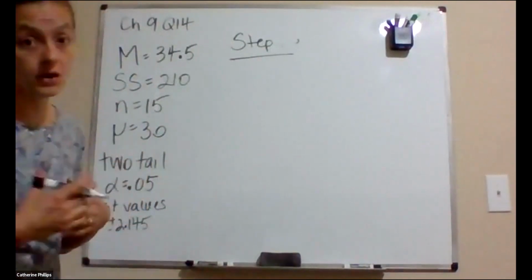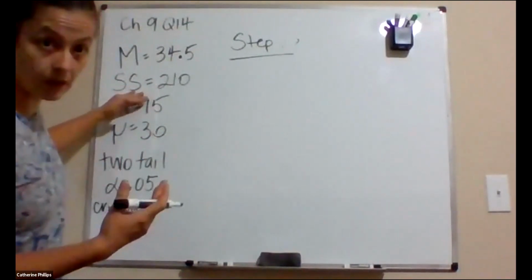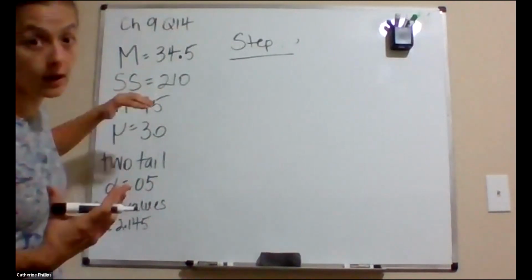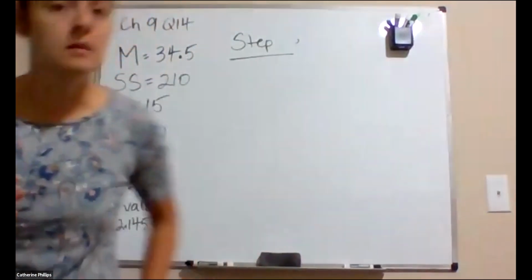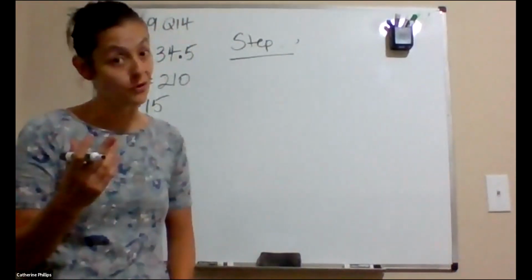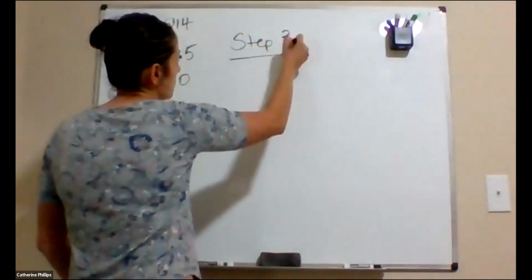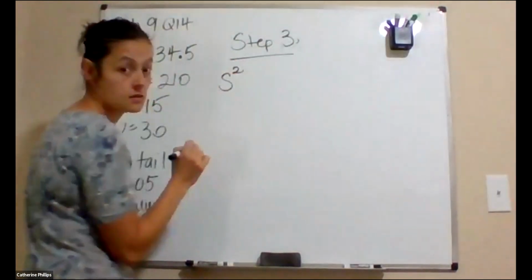Before we can calculate our estimated standard error, we have to calculate either our standard deviation or our variance, because the question gave us sum of squares, and the formula for the estimated standard error uses either a standard deviation or a variance. It doesn't use sum of squares. So in step 3, our first step is we're going to go with variance.